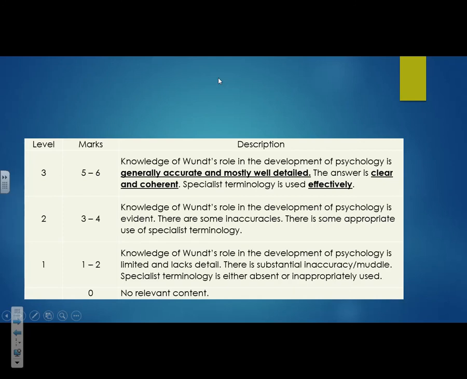So read it again, think is it clear and focused, and is it generally accurate and mostly well detailed? So think, have you got everything right, or have you made some mistakes, and have you put lots of detail in, or when I mention things do you think, oh yeah, I didn't mention that? So with this one, lots and lots and lots of feedback please, otherwise it's a waste of your time.